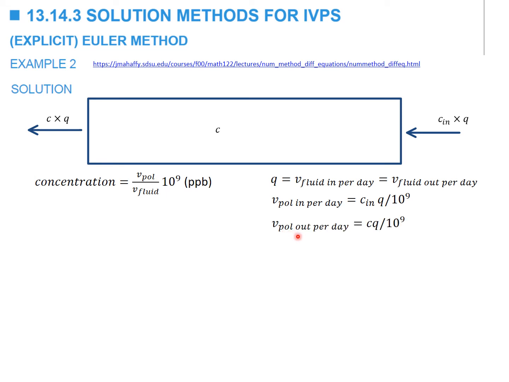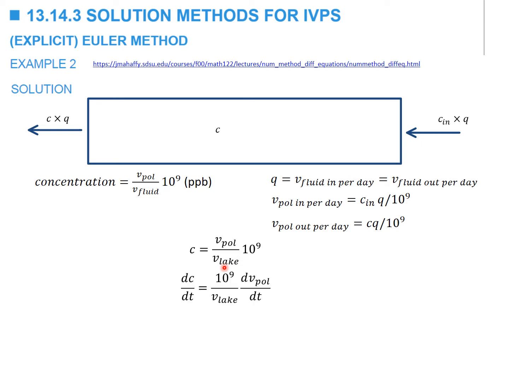Similarly, the volume of the pollutant that's coming out per day will be equal to the concentration C multiplied by Q, which is the fluid exiting or leaving the lake, divided by 10 power 9. The concentration of the lake that we're trying to find is equal to the volume of the pollutant in the lake divided by the volume of the lake, multiplied by 10 power 9. That's just from the expression of the concentration. So C is equal to the volume of the pollutant divided by the volume of the lake times 10 power 9.